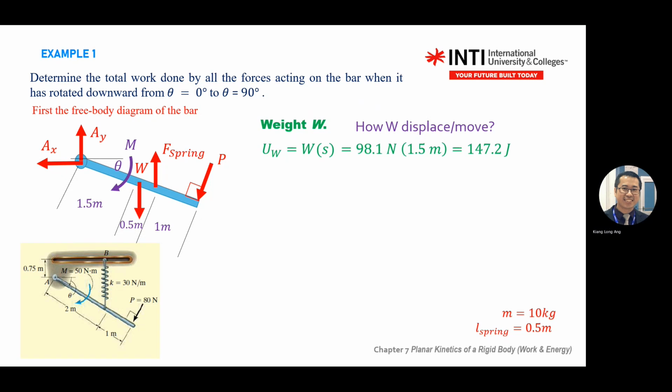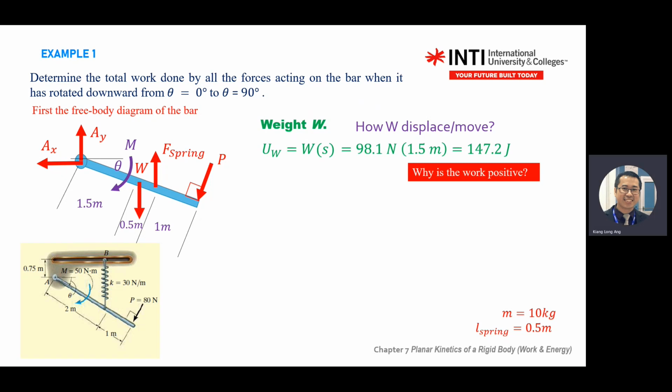Simple logic, okay? Why positive? How do you get work positive? Still go back to the fundamentals. How do you get work? Force and displacement. Two are vectors. How do you get positive when two vectors go in a parallel direction? So your W goes down, S also goes down. So positive, right?